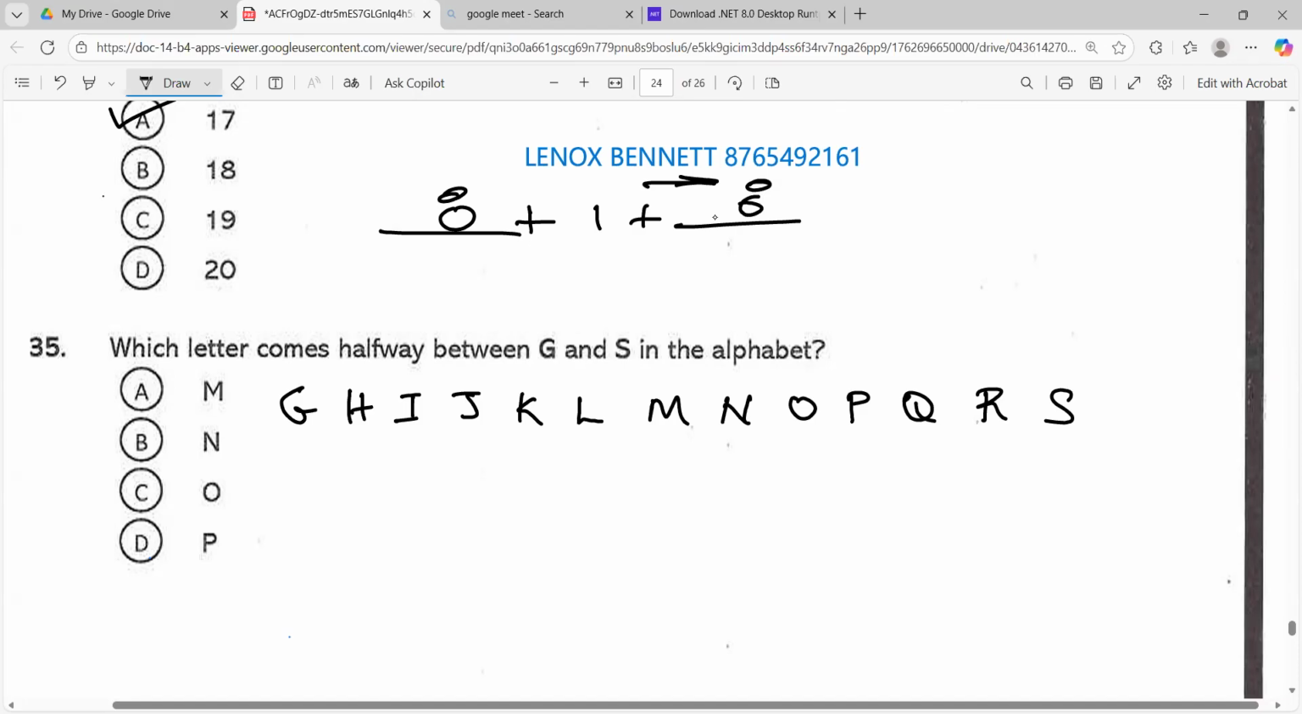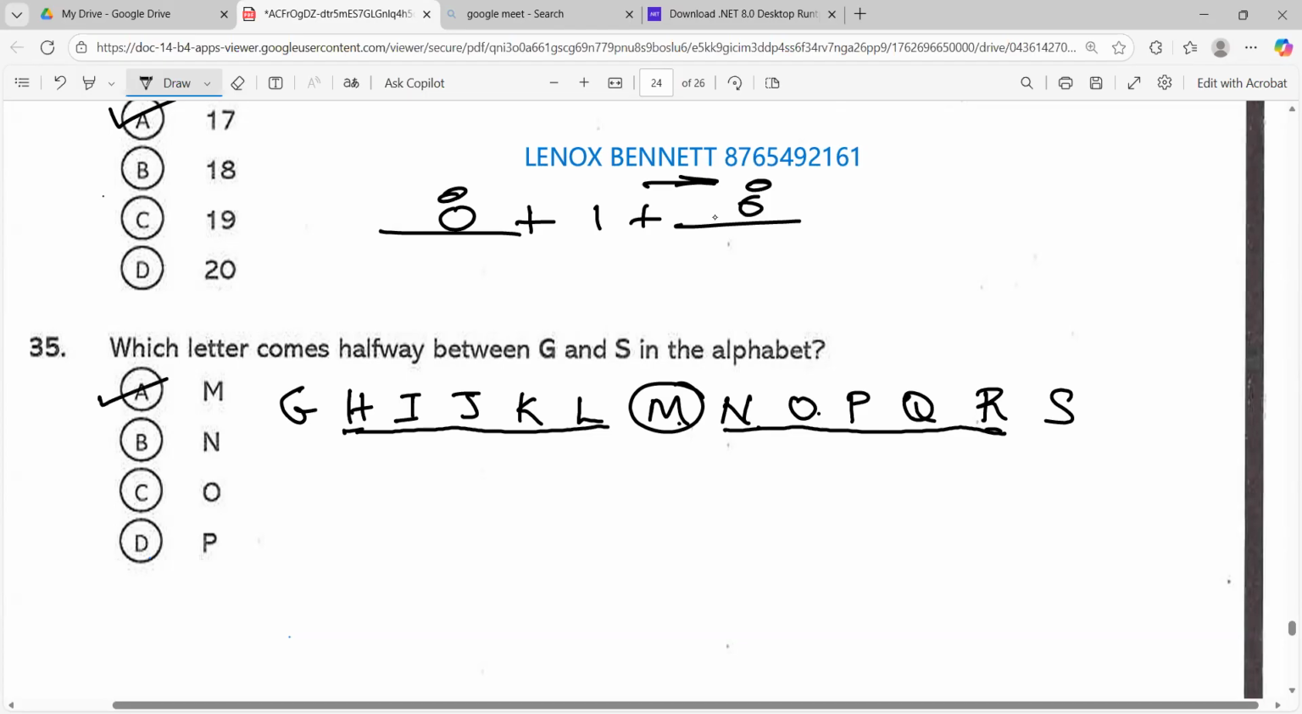But it only said between. And if we count the letters between G and S, there are 11 letters between G and S. And 11 is not an even number. So I found out what half of 11 is, 5.5. So I chose the closest letter to 5.5, which is M. So M would be the letter that comes halfway between G and S in the alphabet.